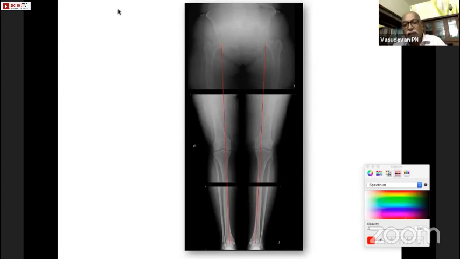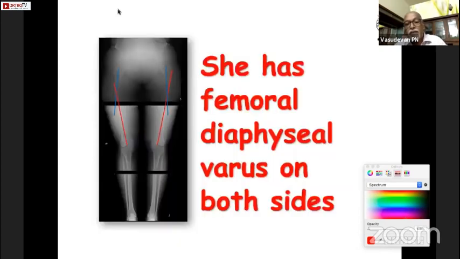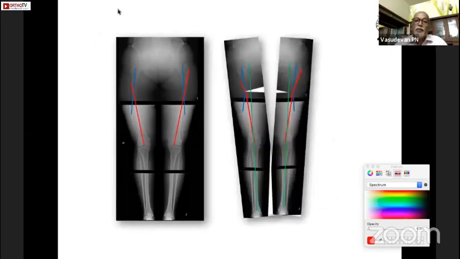And this is a full-length X-ray. As Mangal said, if you just see only the knee joint, the real enemy may be somewhere away. So here you can see the femur is bowed, and the tibia is practically perfect. And she has femoral diaphyseal varus on both sides. And we have to do a femoral diaphyseal deformity correction rather than an HTO for her.